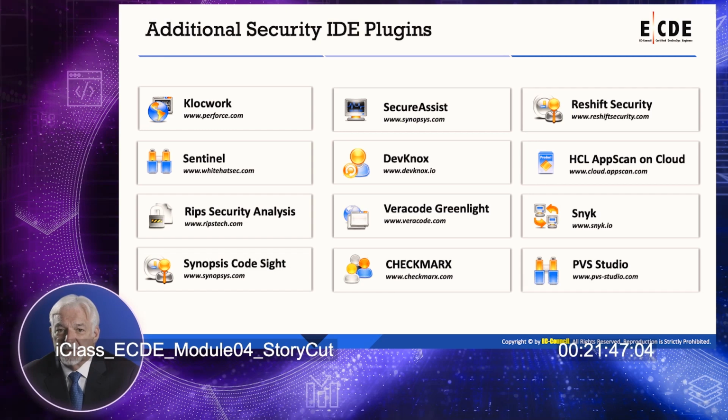Here are some additional security IDE plugins that you can look at. There's Clockwork, Sentinel, RIPS Security Analysis, Synopsys Code Sight, Secure Assist, DevNox, Veracode Greenlight, Checkmarx, Reshift Security, HCL AppScan on Cloud, Snyk, and PVS-Studio. Now, there may be new ones out there since we've done this. If we've missed some, I'm sorry. But there are plenty of these types of apps out there for you to sift through and see which ones you like.